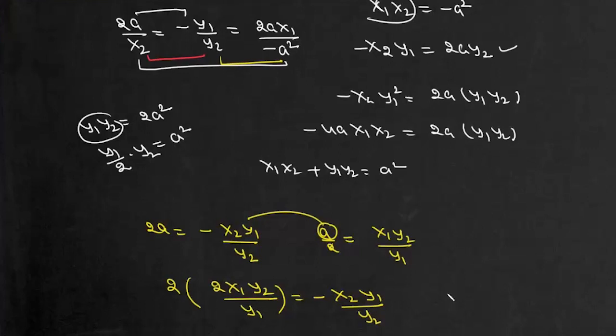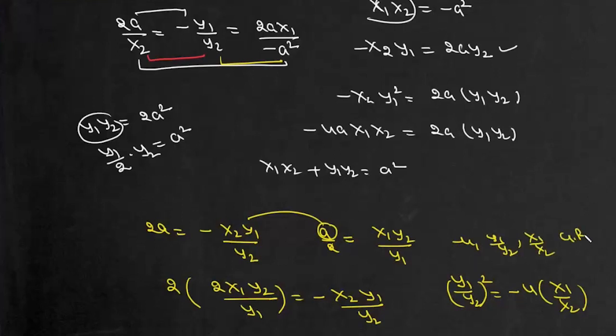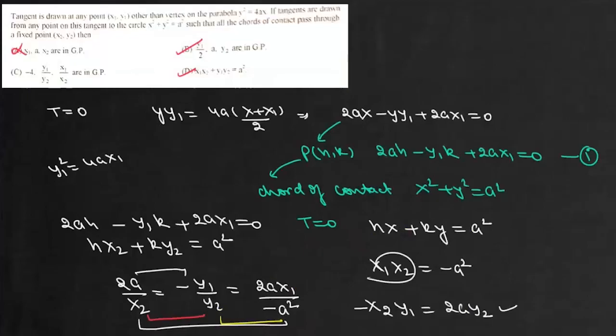Now we can write this as (y1 upon y2) whole square, and this is minus 4 x1 upon x2, which is minus 4 times y1 upon y2 and x1 upon x2. They are in GP. That means this option C is also correct. So the correct options are B, C and D.